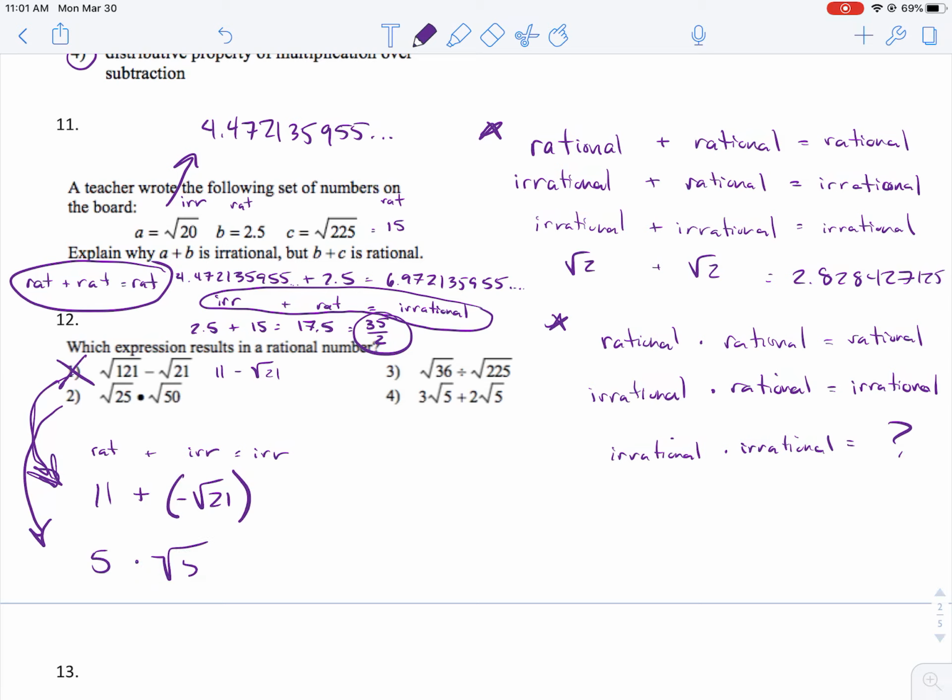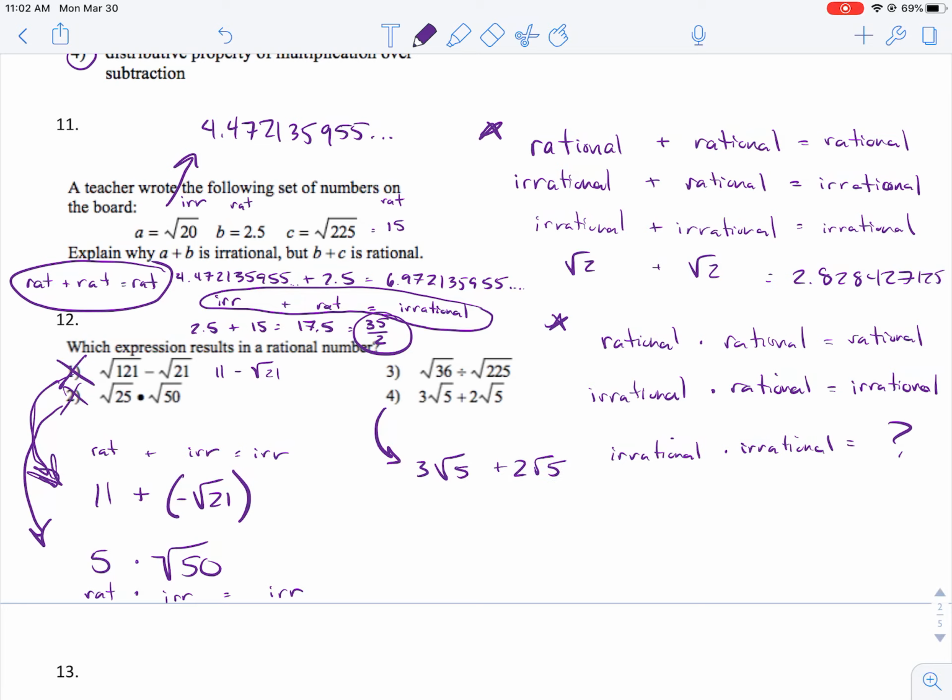Let's take a look at number 2. Okay, the square root of 25 is one of our perfect squares, so it's 5 times the square root of 50. Now 5, I'm not going to solve that out here, but let's think about this. 5 is a rational number, and the square root of 50 isn't one of our perfect squares, so that's a rational times an irrational, which means we are going to get an irrational number. So 2 is out.